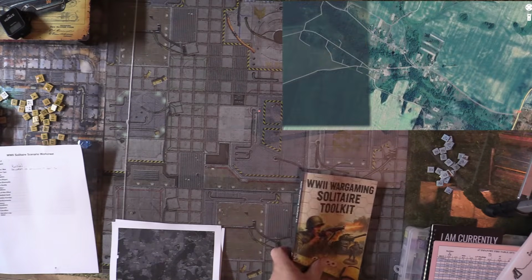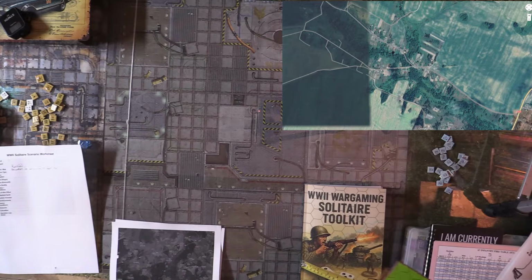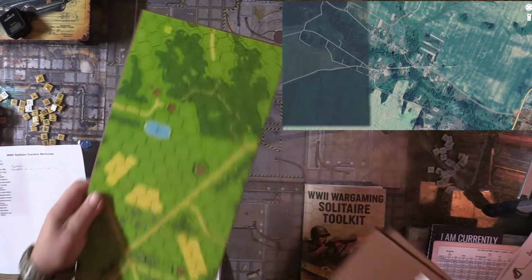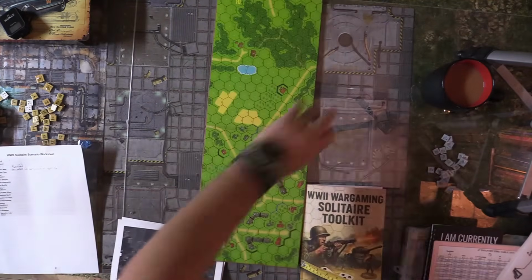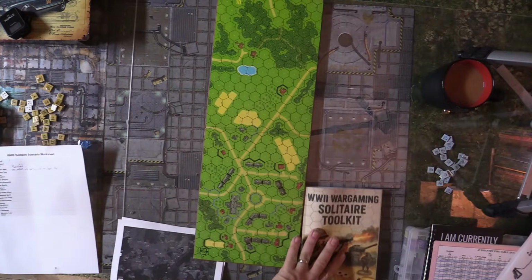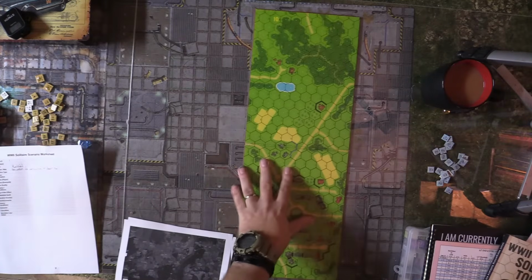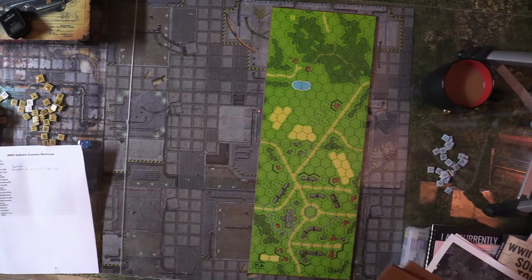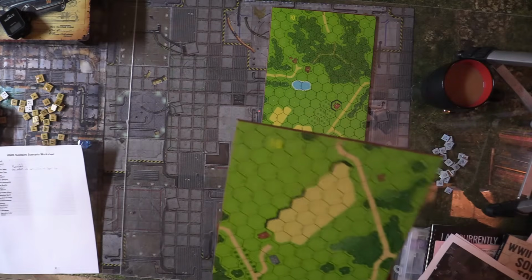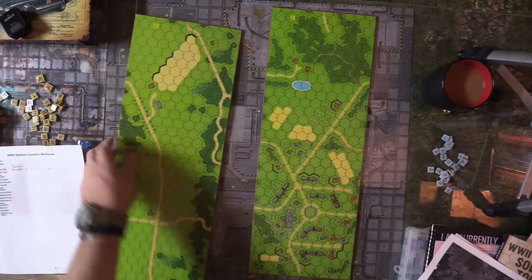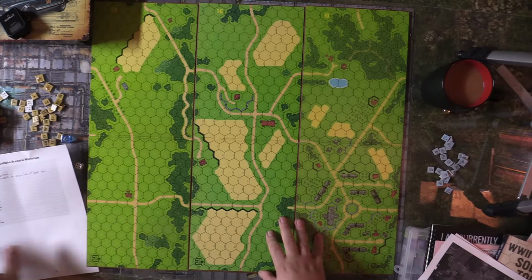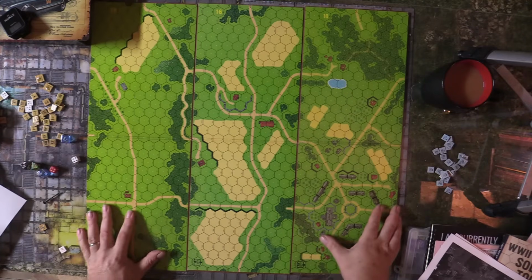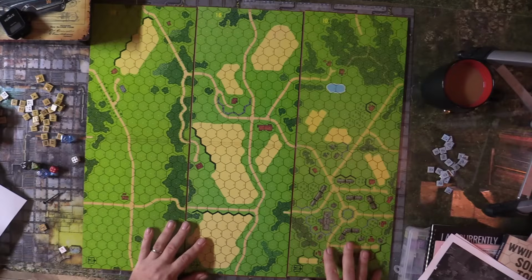If you look at the Google Maps, you'll see it's mostly open terrain. The roads I take with a pinch of salt because the Google Maps are current. So the Germans are coming in from the west here. Let's just grab some open boards and see. Just put it together, kind of how you want to play the scenario. So here's the actual village.